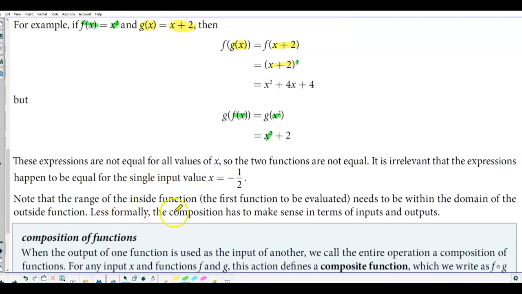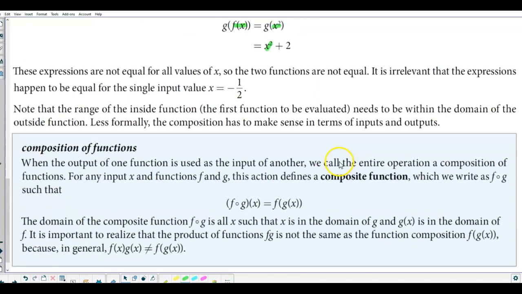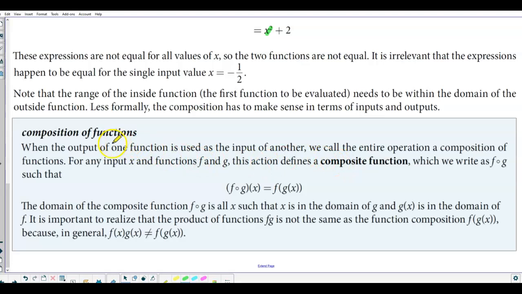Note that the range of the inside function, the first function to be evaluated, needs to be within the domain of the outside function. Less formally, the composition has to make sense in terms of inputs and outputs. So, composition of functions: when the output of one function is used as the input of another, we call the entire operation a composition of functions. For any input x in functions f and g, this action defines a composite function, which we write as f composite g, such that f composite g of x is equal to f of g of x. The domain of the composite function f composite g is all x such that x is in the domain of g and g of x is in the domain of f.